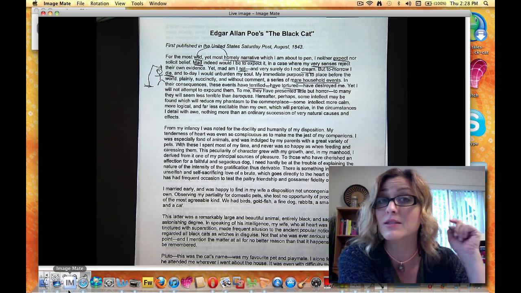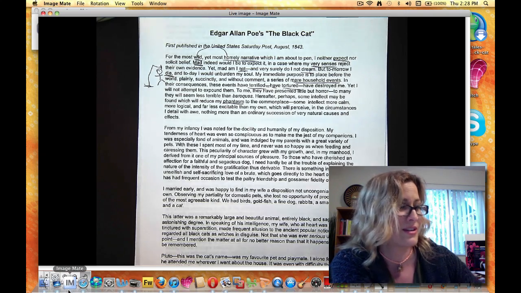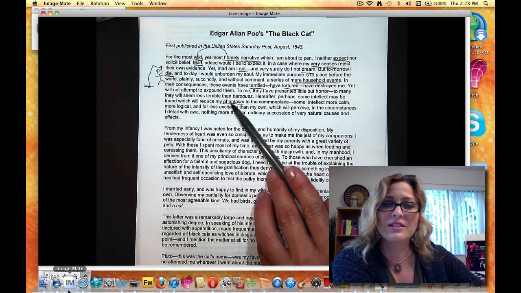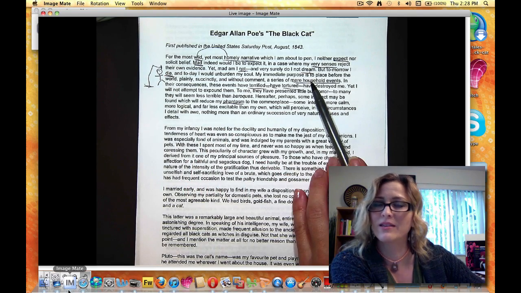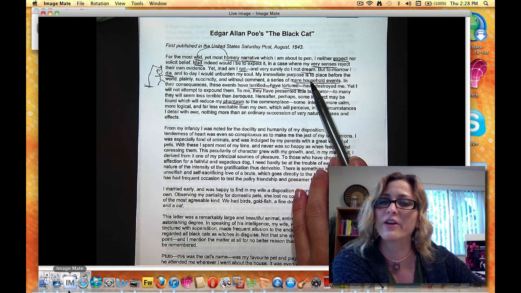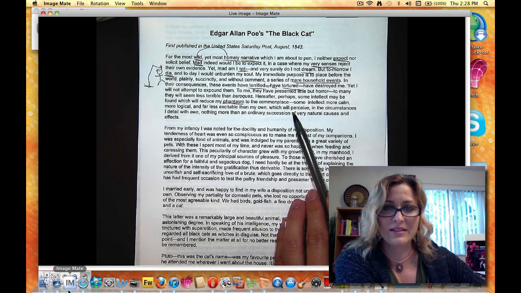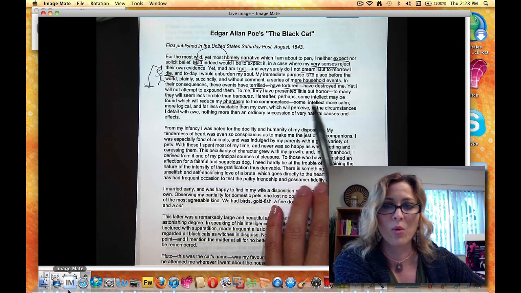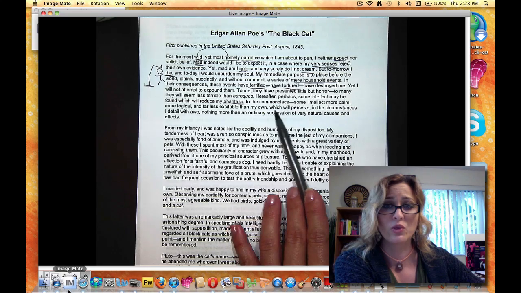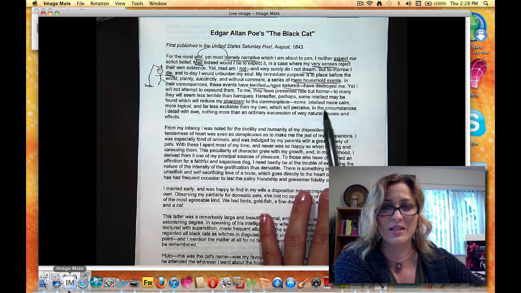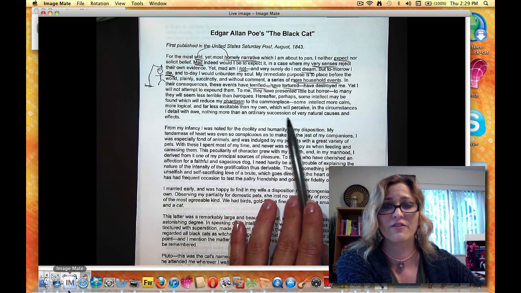Now, phantasm means what it sounds like. It's a ghost. There's a little bit of fantasy in every ghost, isn't there? So he's saying that something's bizarre. I'm going to die. But at the same time, he's saying these are just regular household events. And he's saying, let me get some intellect, "more calm, more logical, and far less excitable than my own, which will perceive, in the circumstances I detail with awe, nothing more than an ordinary succession of very natural causes and effects."